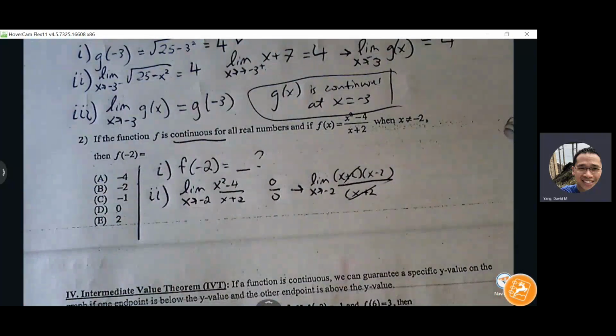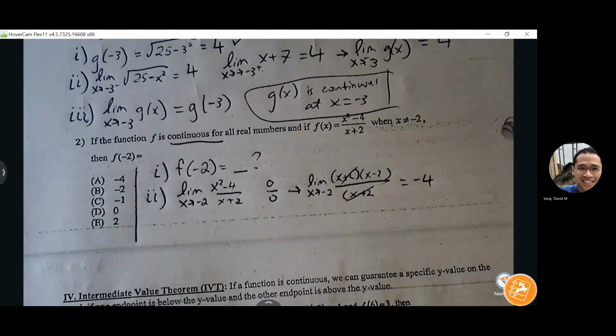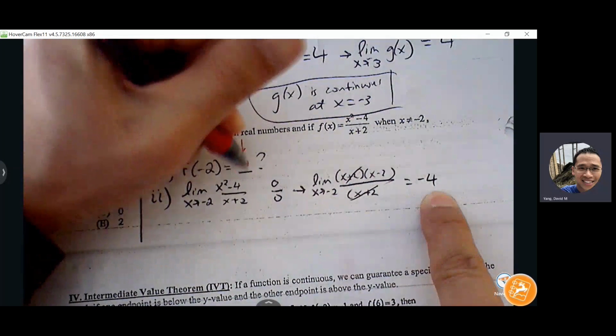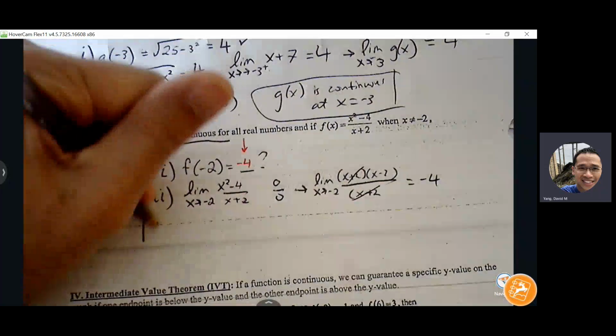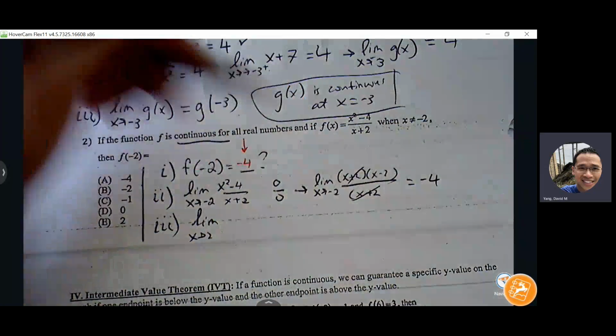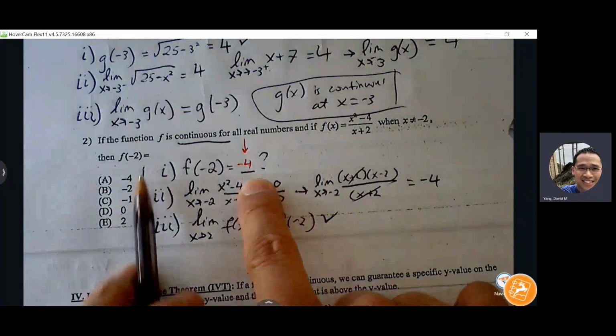Okay, but if I factor, I will get the x plus 2s to cancel out, reevaluate, and I will get negative 4. So we know there's a hole in the graph, right? And that hole is living at negative 4. So what would be needed for me to fill in that hole? f of negative 2 would have to be what if I want to fill in this hole? Negative 4, right? That's the only way I can get my function to be completely continuous, where the limit as x approaches negative 2 of f of x is equal to f of negative 2. So f of negative 2 must be equal to negative 4.